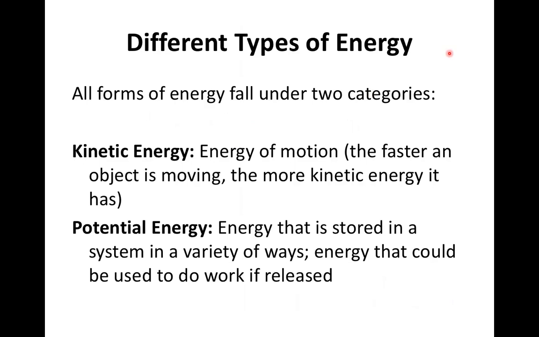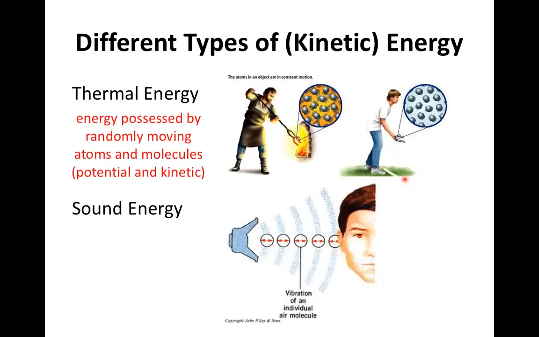So there are different types of energy, and all energy falls into 2 categories: energy that's stored, so-called potential, or energy of motion, energy that we can kind of see, kinetic energy. We're going to talk about a bunch of different specific types of energy, and they are all either potential or kinetic or a combination of both. So we've got thermal energy, which is energy possessed by randomly moving atoms or molecules. That's a combination. We're going to have an entire chapter on thermal energy.